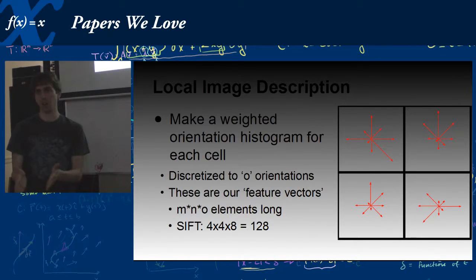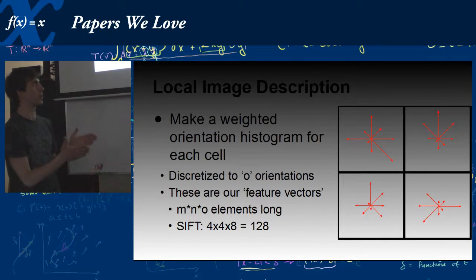We chunk it up into specific orientations here. The example I'm using here and the one I'm using in the paper is just eight orientations, so the cardinal directions or the diagonals between them. You can use more or less, but using more means that you have bigger features and therefore you have more data to deal with. And we want to keep these small, and it turns out that eight directions is enough to be pretty good at actually describing a location in the image. And then that's basically it.